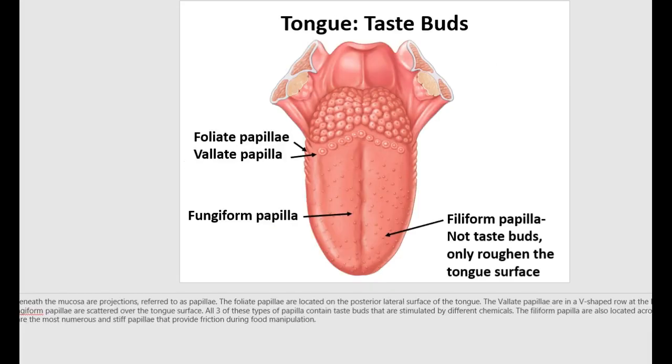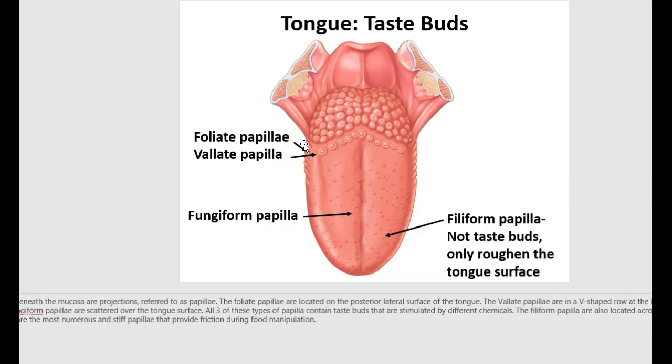On the tongue, there are taste buds, and there's various types. They all lie beneath the mucosa. They're referred to as papilla because they project upward, I guess. The foliate papilla are located on the posterior lateral surface of the tongue, right here.